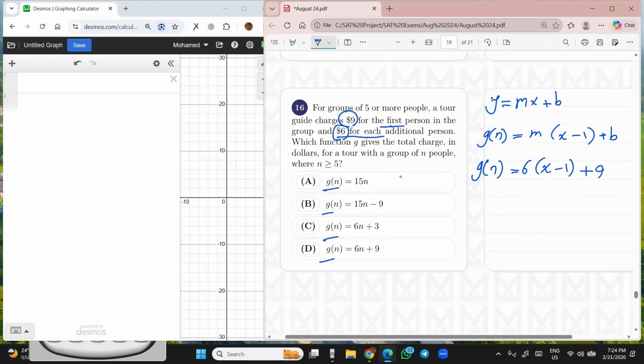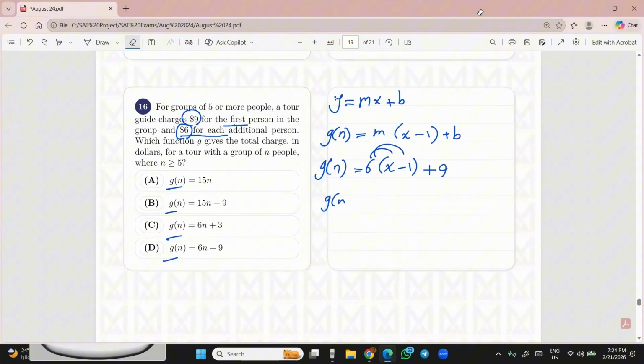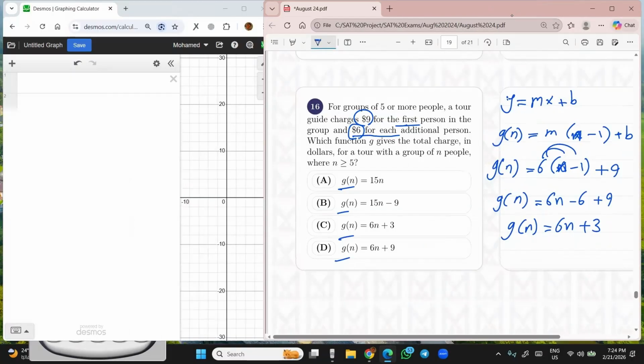Just write plus 9. And then we distribute the 6. So g of n is equal to 6 times x, 6x, and this x could be replaced by n, as the question already changed it to n. And then this n could be distributed with the 6. So 6n minus 6 times 1 is 6, and then plus 9. Then g of n is equal to 6n, and -6 plus 9 is equal to plus 3, which gives us the answer of letter C.